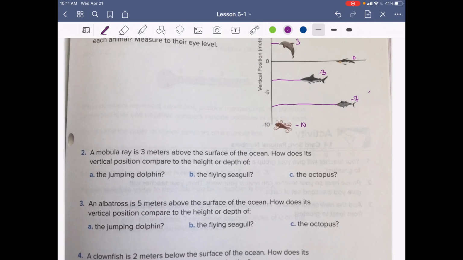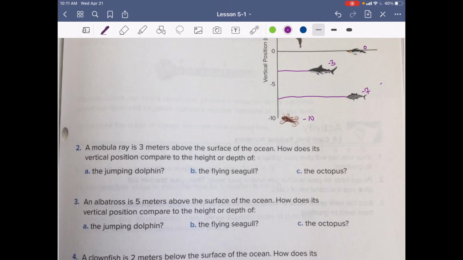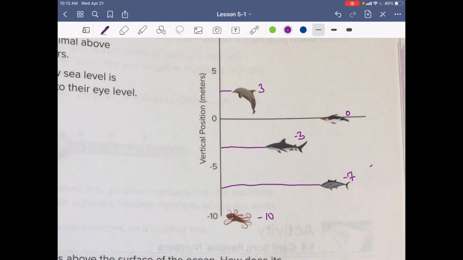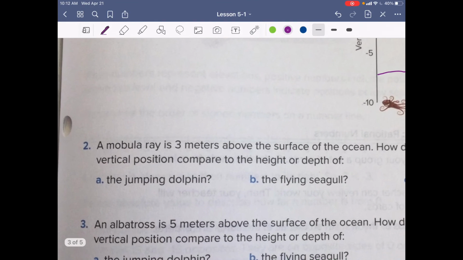So let's look here. Number 2 says a mobile ray is 3 meters above the surface of the ocean. How does its vertical position compare to the height or depth of the jumping dolphin? So if we have a ray, I'm just going to put an R for ray. That is 3 meters above. What's its relationship to the dolphin? Well, it's lined up right with the dolphin. So they're the same.